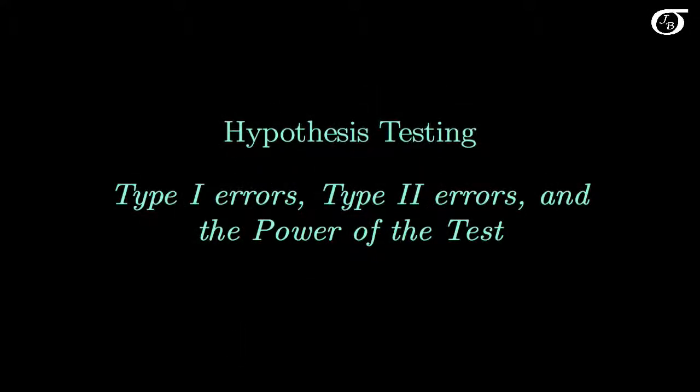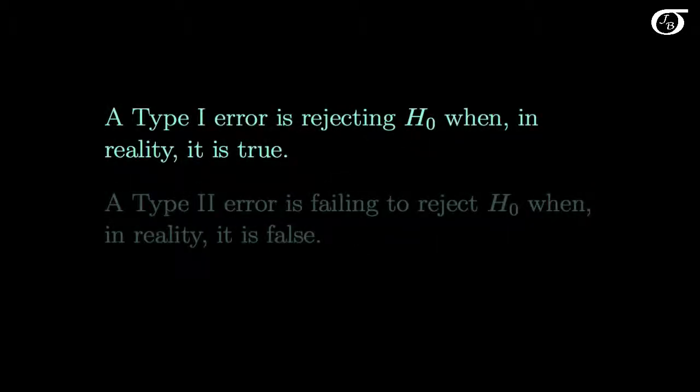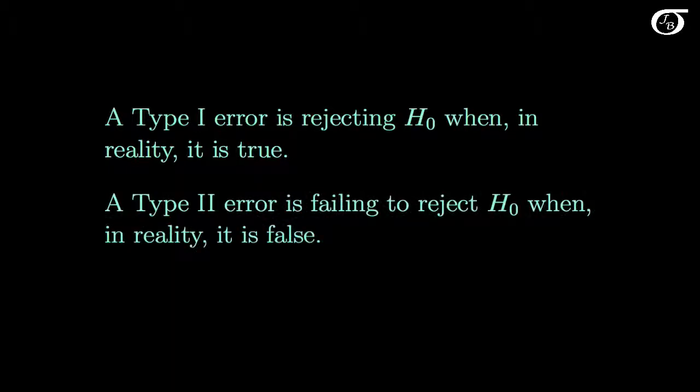Let's look at type 1 errors, type 2 errors, and the power of the test in hypothesis testing. A type 1 error is rejecting the null hypothesis when, in reality, it is true. A type 2 error is failing to reject the null hypothesis when, in reality, it is false. In practical situations, we will not know for certain if we made the correct decision or if we made one of these two errors.